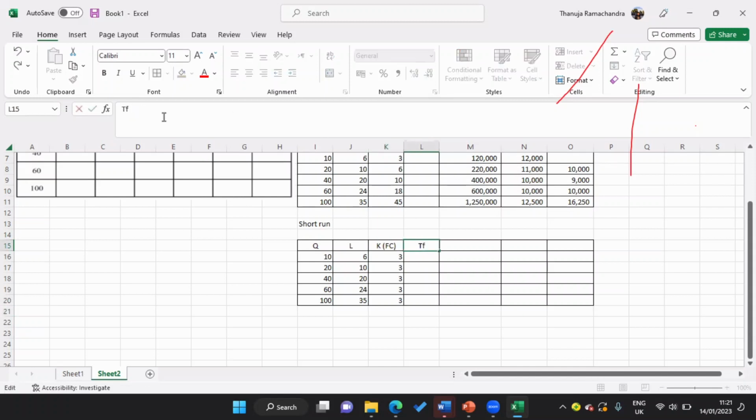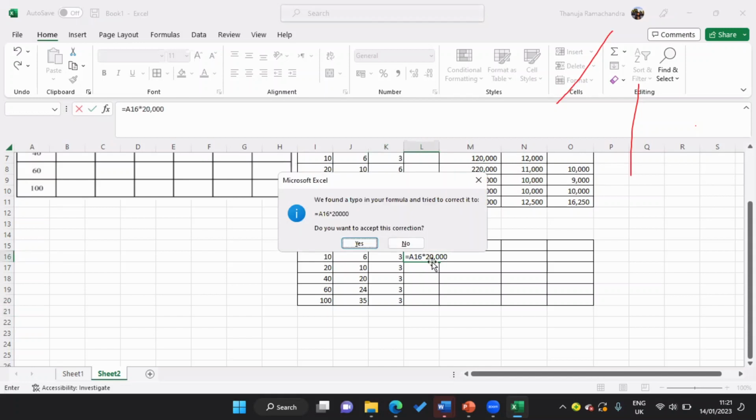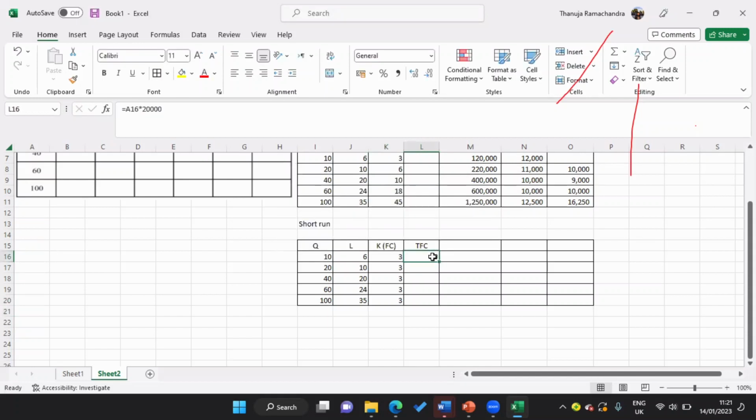So K we consider as a fixed cost, no? Yeah, that is capital. So then it is 3 into 20,000. Is it? Or is it 60? It's 60,000. Okay, that is the fixed cost.